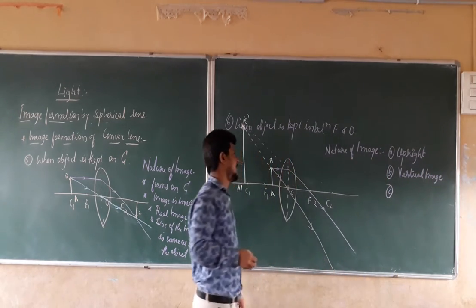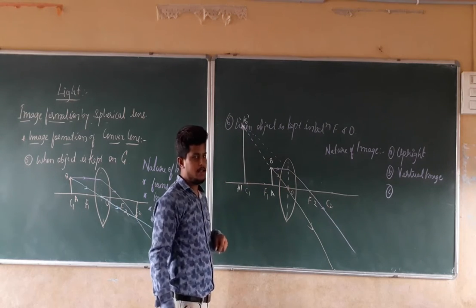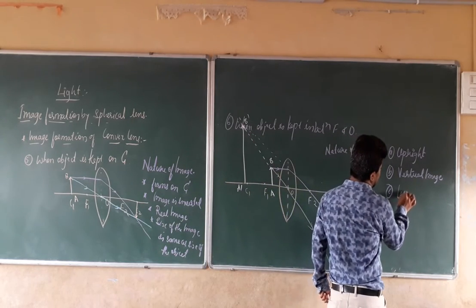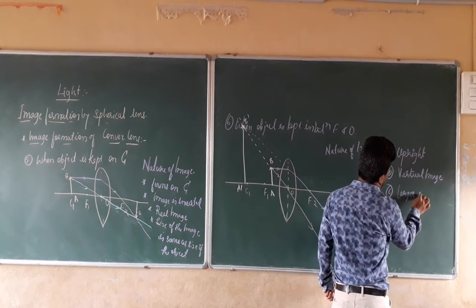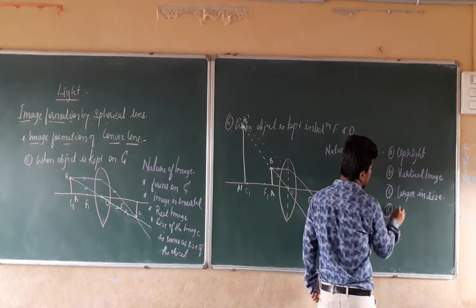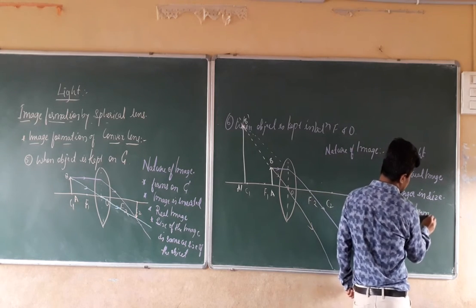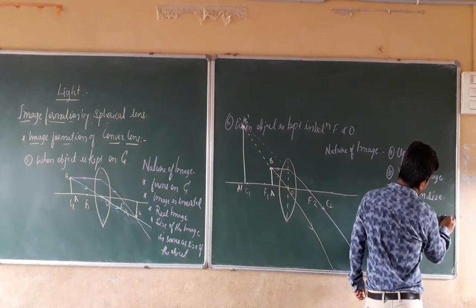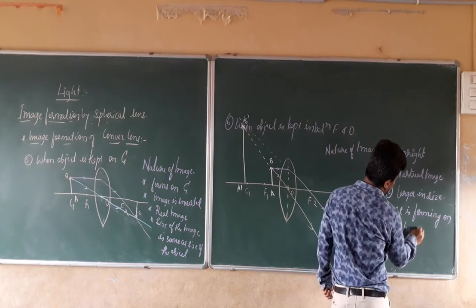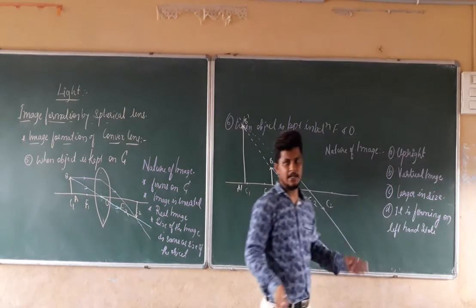Next, third condition, when you check the size of the image to the size of the object. What is the size of the image here? Size of the image is magnified, it is larger. Size of the image is larger in size. D, it is forming on the left side of the lens.